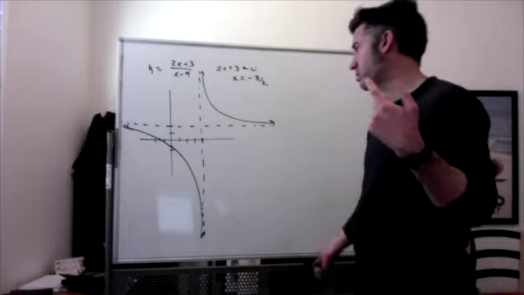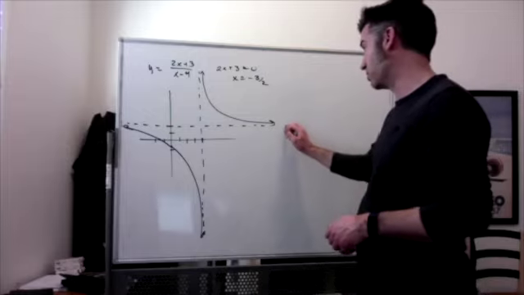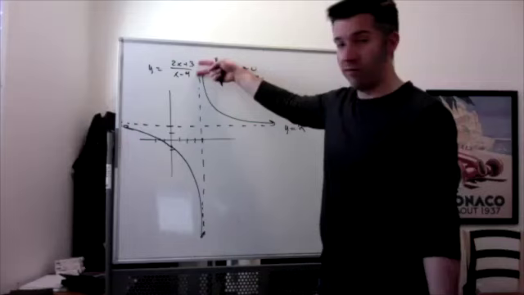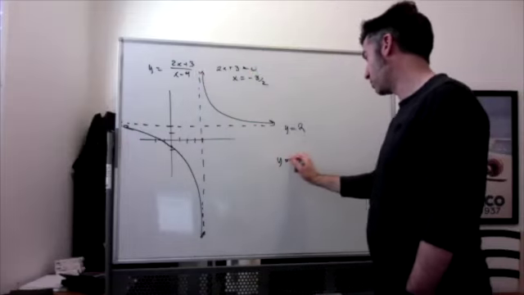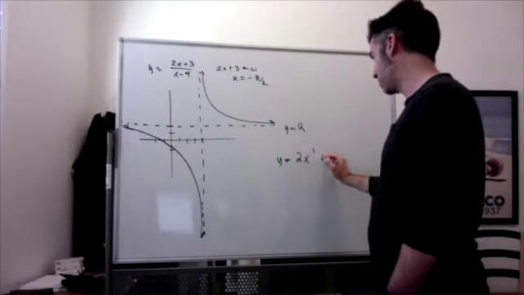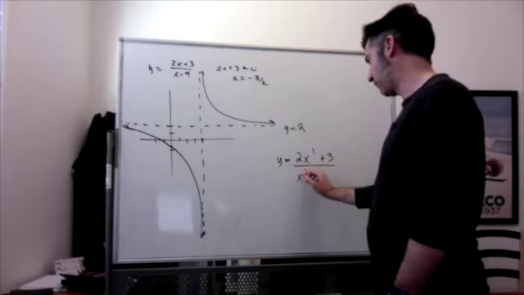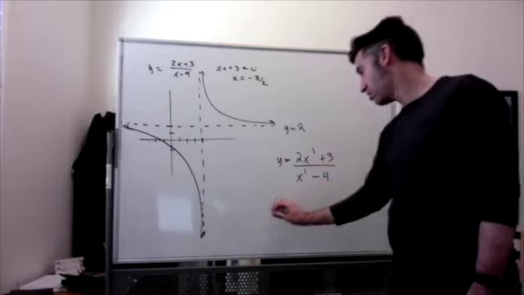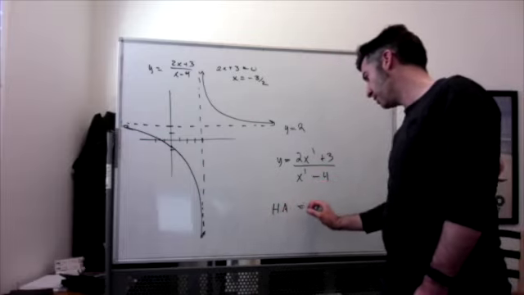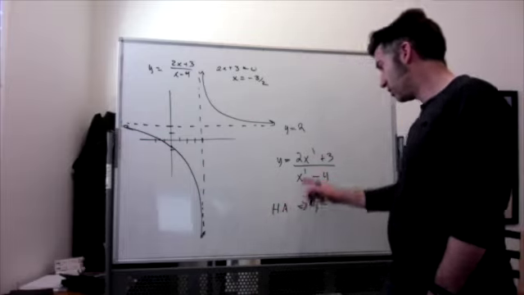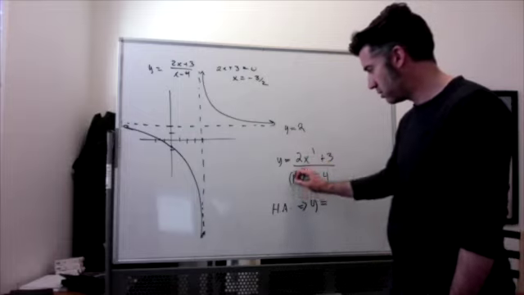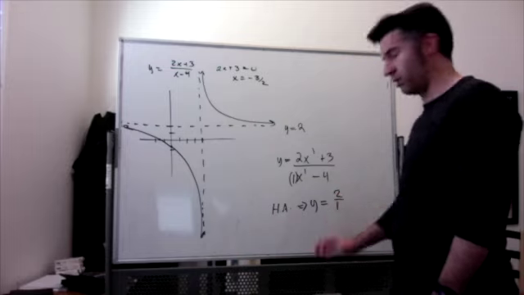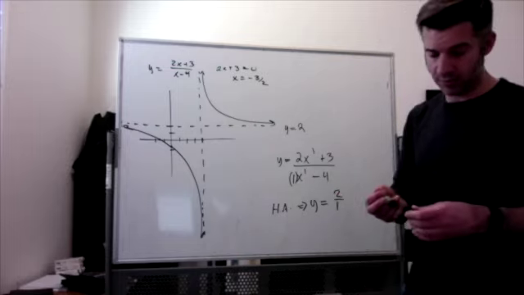The horizontal asymptote is y equal to 2. We're getting that by looking at the rational function, y equal to 2x to the first plus 3 divided by x to the first minus 4. And since the degrees are the same, the horizontal asymptote is y equal to the quotient of the leading coefficients of the top and the bottom, which is 2 on top and 1 on the bottom. That's how we're getting the horizontal asymptote.